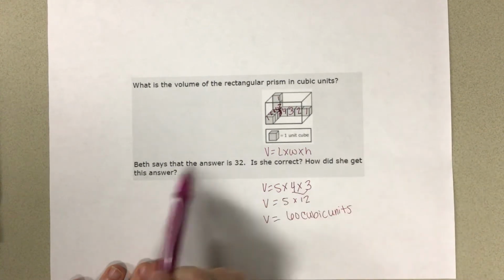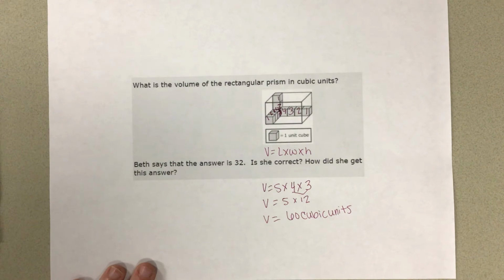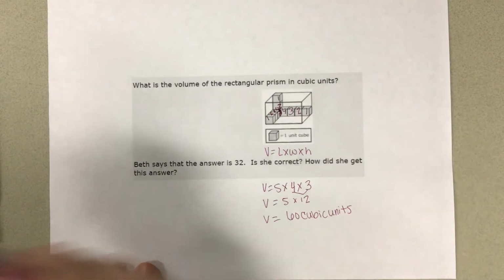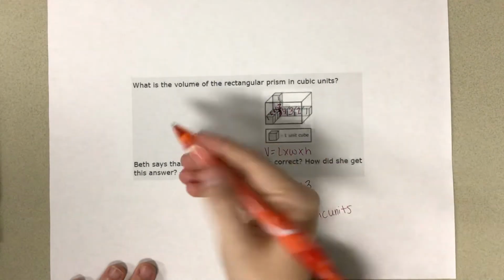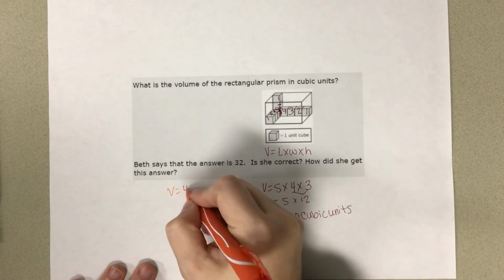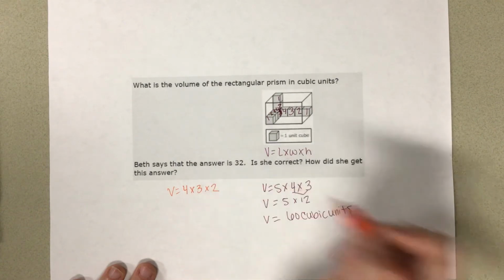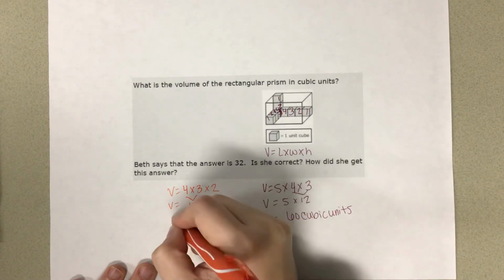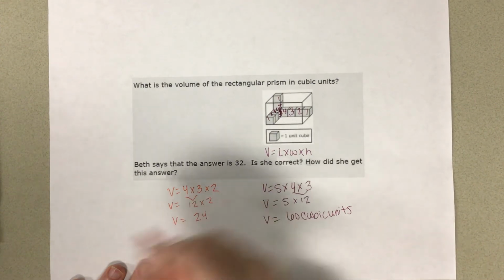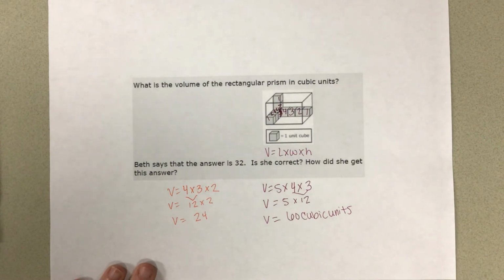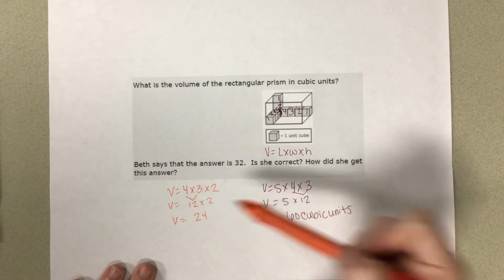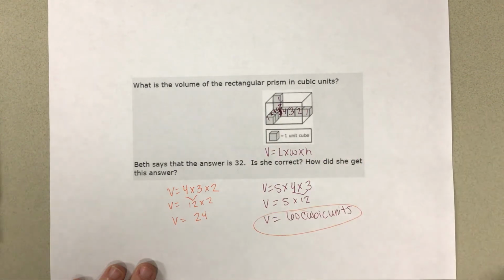Now, how did she get 32? Well, if we don't count that hidden box, we would see that we had the volume equals 4 times 3 times 2. Now if we solve that, that gives me 12 times 2, and that only gives me 24. So she might have just miscounted, and we have to remember to add in that extra box so that we end up with the correct amount of 60 cubic units.